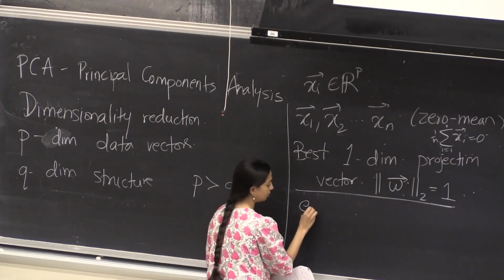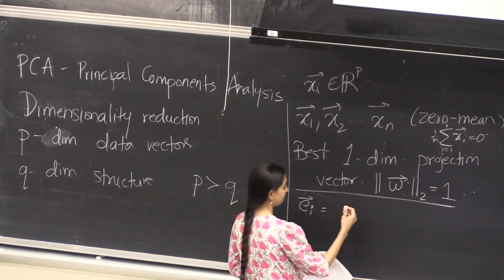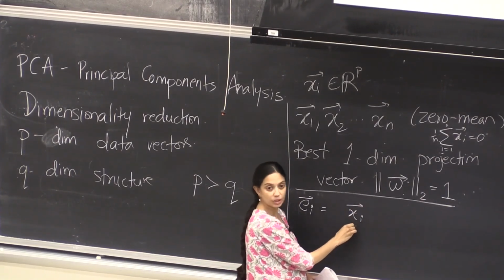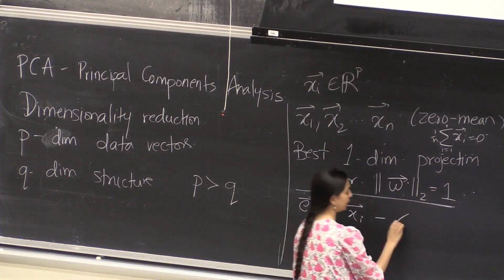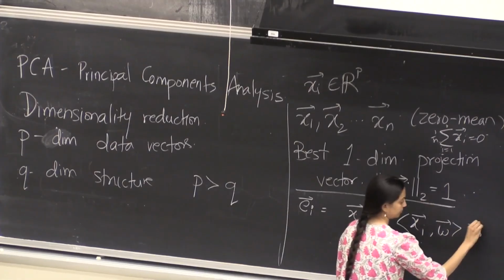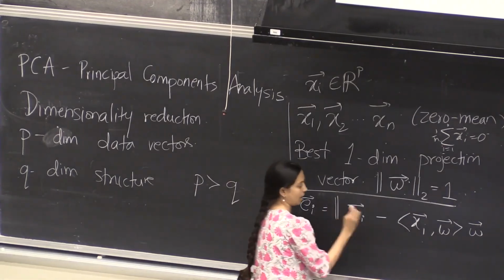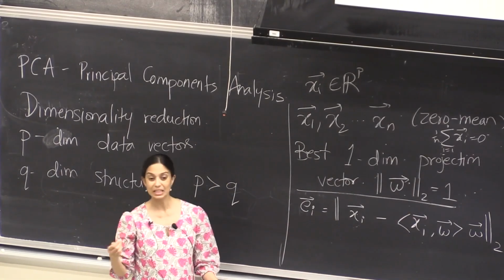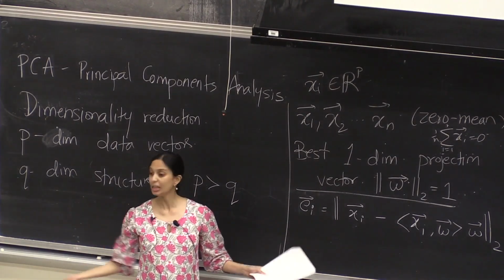So if I define my error of vector i to be, let's say I take my xi, right? So xi is my original data point. And I want to look at the difference between my original xi and my projection onto my chosen direction. This difference, and I'm going to look at the 2 norm of this. That is the error. That's basically how much am I losing? That's one way. Is this the only way in which we can measure error?